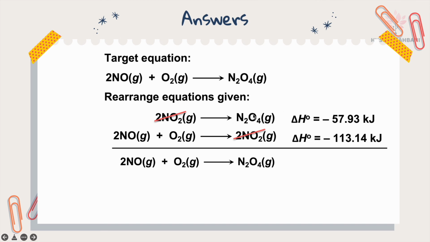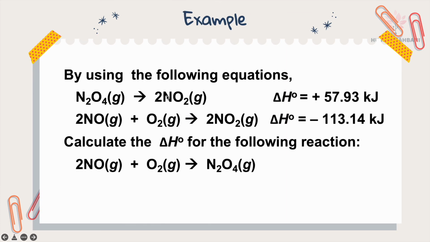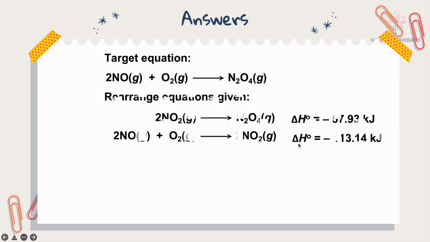So for this N2O4 equation, here N2O4 becomes 2NO2. This is the equation given. This must be the product in the target equation. So you reverse this equation. You have to change the sign from positive to negative. So it becomes negative 57.93 kilojoules.